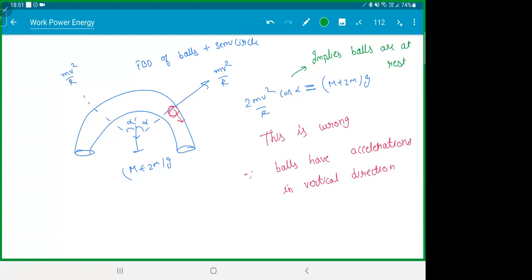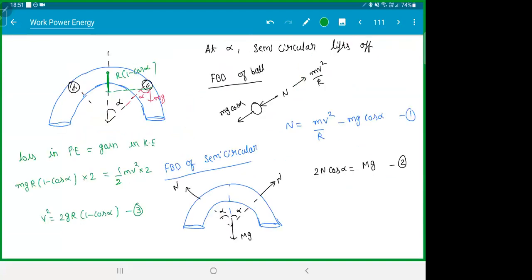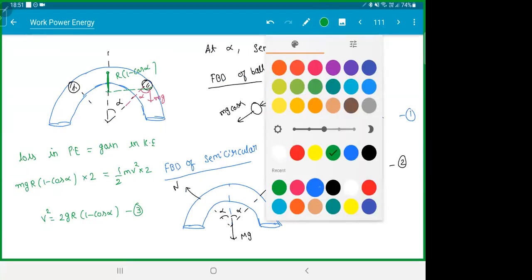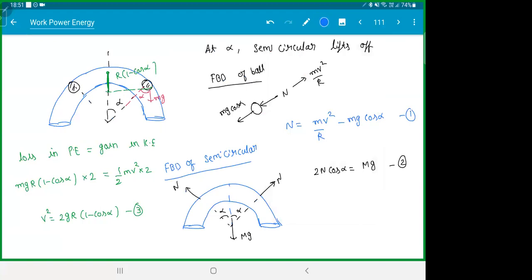This is what I keep saying: it's not only about getting the right thing. You should know what kind of goof-ups you can do. You have to write them separately. You can't take them together as one system. They don't have the same acceleration. The semicircle is at rest and the balls are accelerating downward. Please check the equations. Can you solve them? Actually, you got the answer from here. Try, I'll give you a minute or two.